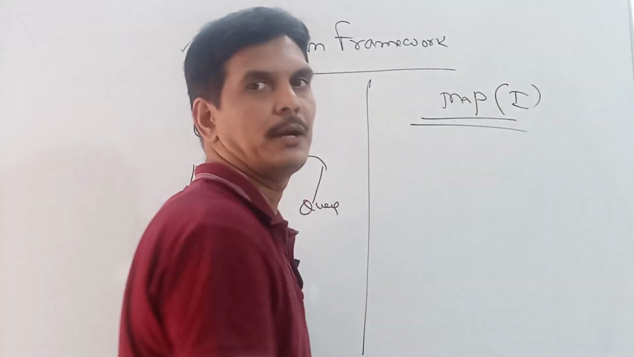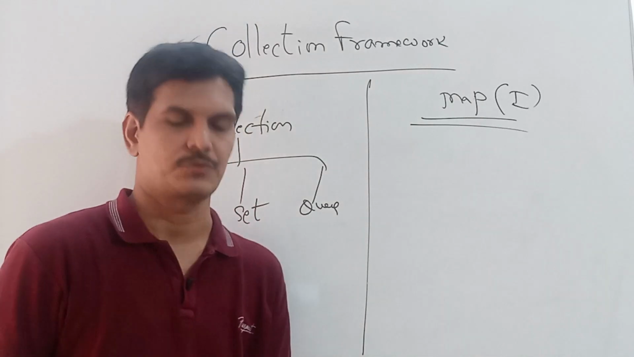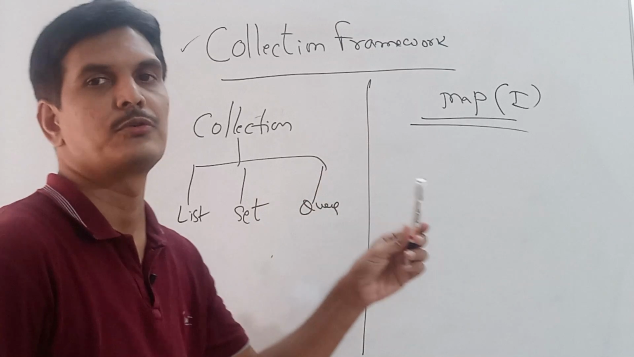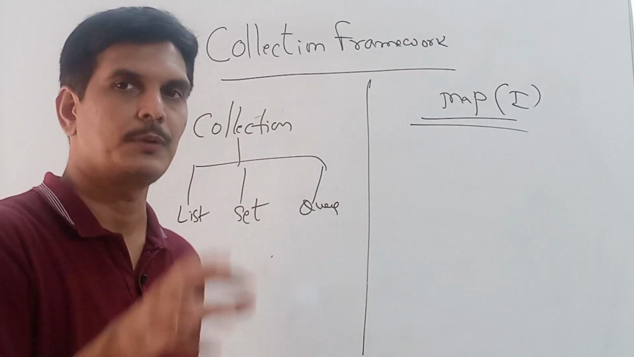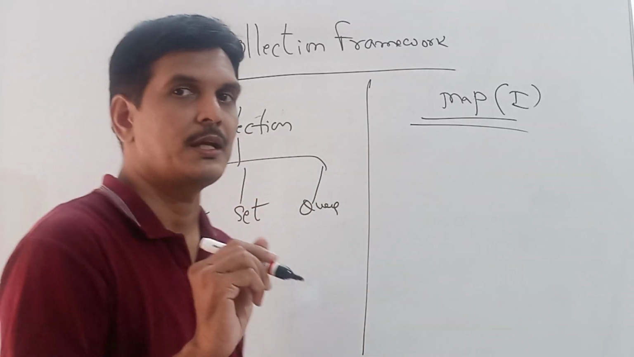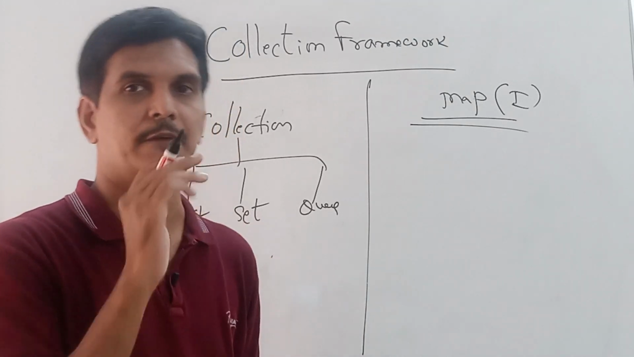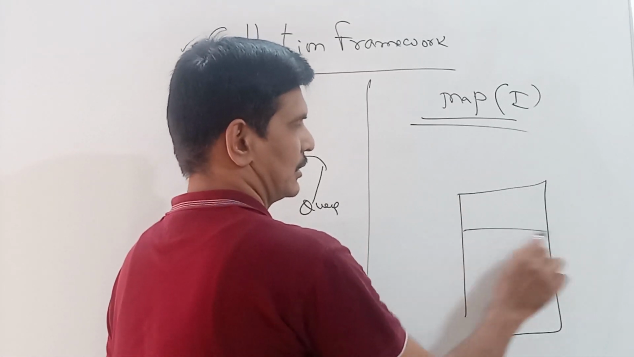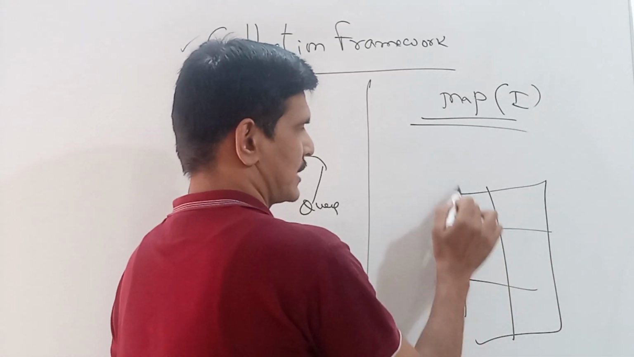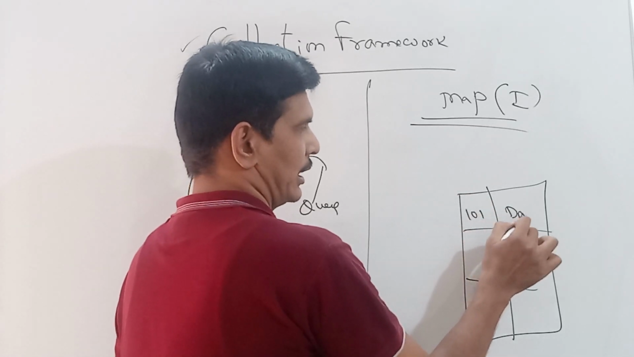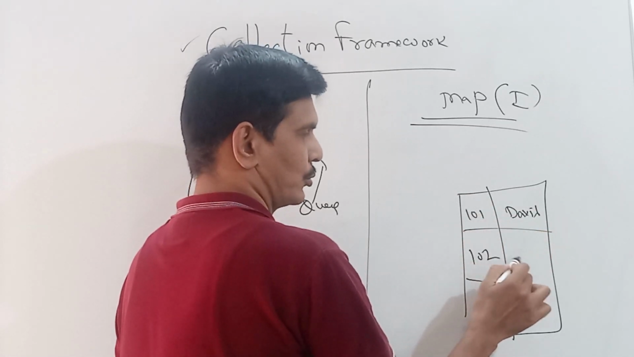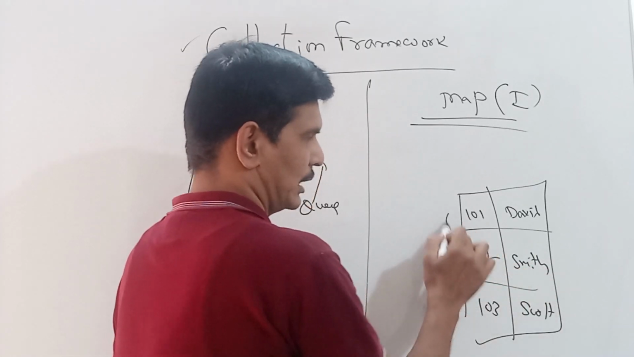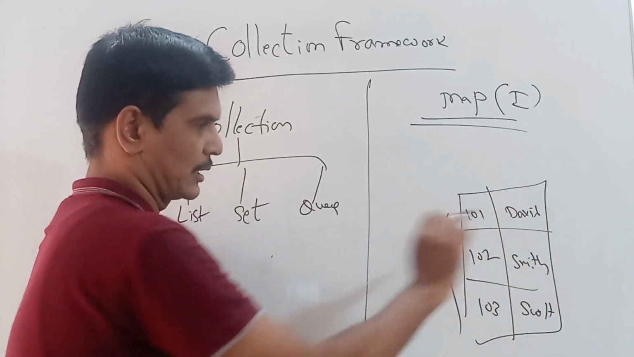So when do we need to go for map? By using map also we can represent a group of elements or group of objects, but those objects will be in the form of key and value pairs. For example, say I have employees: EMP ID 101 is David, 102 is Smith, and 103 is Scott. So I have multiple IDs and multiple names.